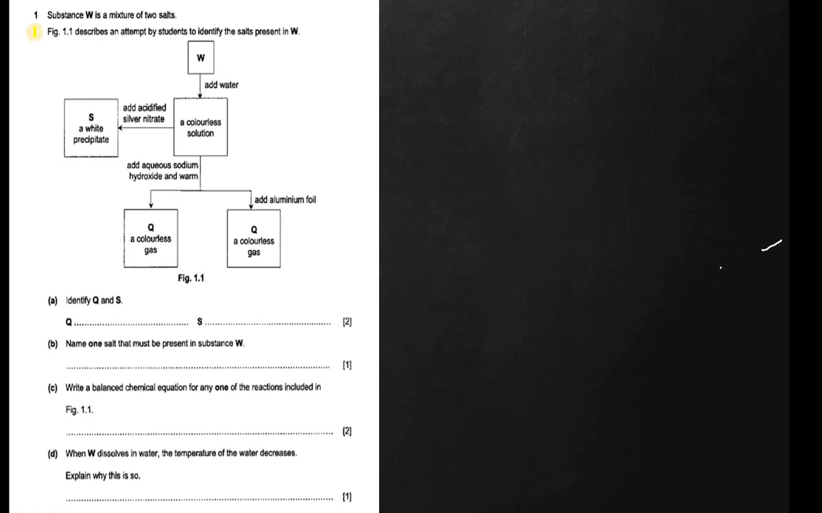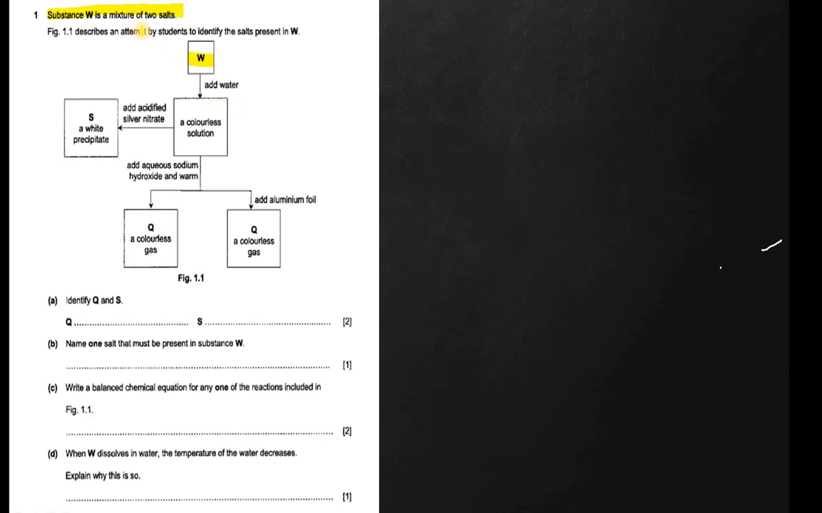Very important, whenever you read this question, just go through all the points and what the question has been asked, then you start jumping to the answer. Don't just directly jump. What is the Q and S? No, read the question very carefully. So what is this question saying? The substance W is a mixture of the two salts. So basically very important here, the W we're talking about is a mixture of two salts.